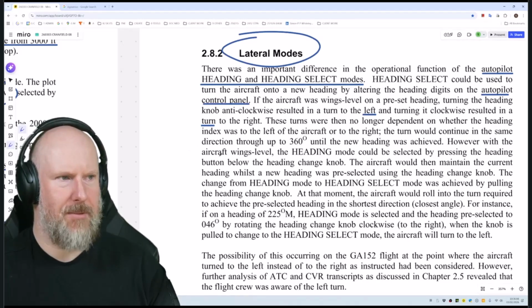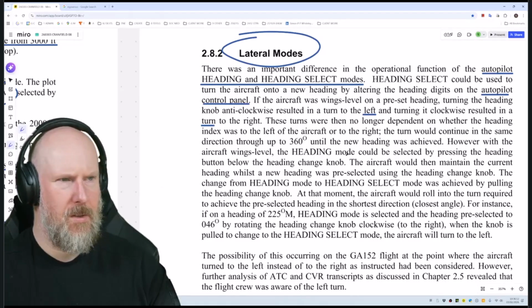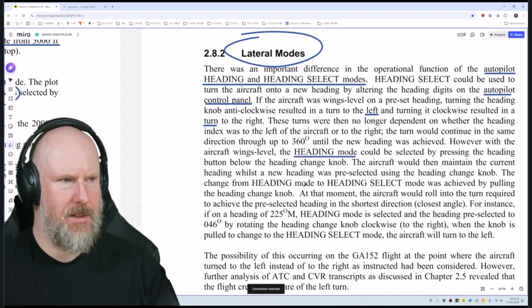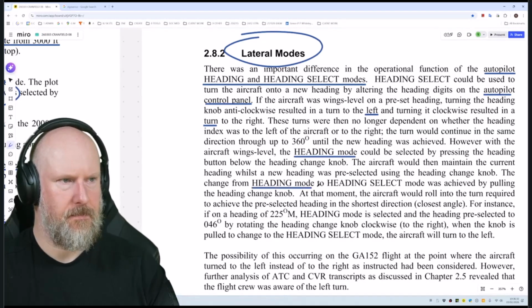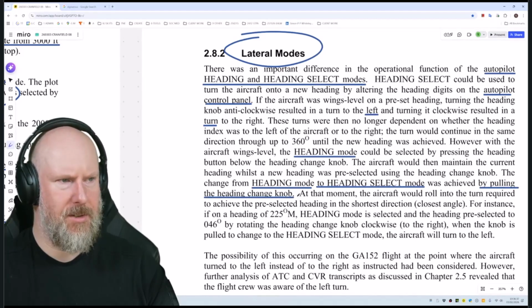However, with the aircraft wings level, the heading mode could be selected by pressing the heading button below the heading change knob. The aircraft would then maintain the current heading whilst the new heading was pre-selected using the heading change knob. The change from heading mode to heading select mode was achieved by pulling the heading change knob.